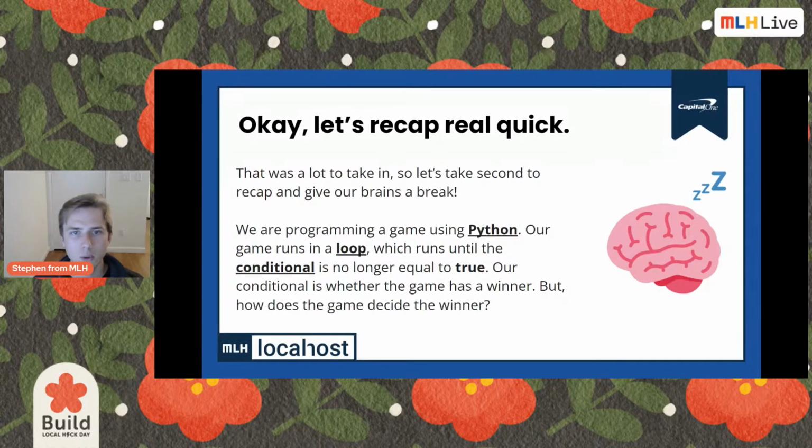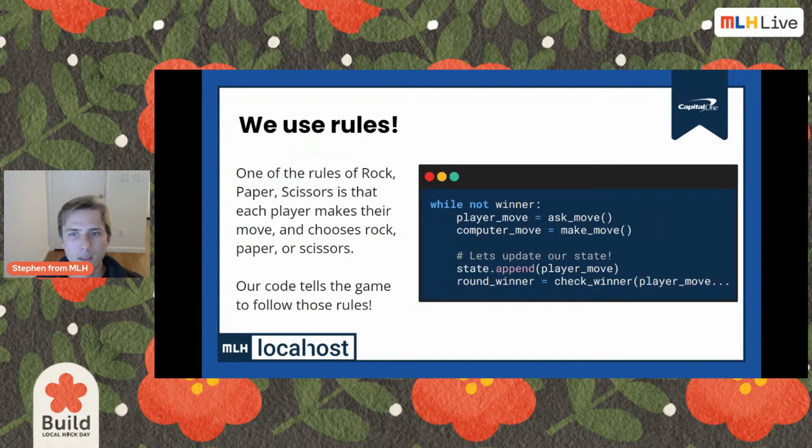So let's recap really quickly, because I went through a lot of information there. Basically today, we are going to program a game using Python. Our game is going to run in a loop until some condition is satisfied. And once that condition is satisfied, the game will have a winner. But how do we know when this is going to happen? The way we know is that we're using the rules of the game. So one of the rules of rock, paper, scissors is that each player makes their move and chooses rock, paper, or scissors. So our code tells the game to follow those rules.